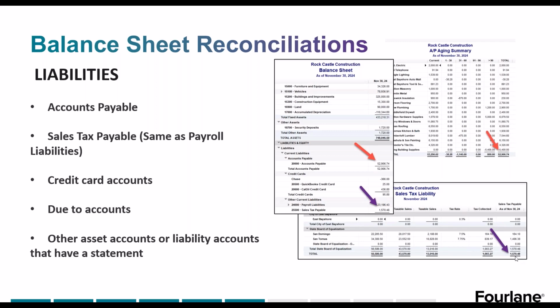We want to keep the accounts clean, up to date. Is there something that needs to be written off? Do you have a couple pennies left on an account that need to be adjusted? Do you have something that's no longer applicable? Clear it off, right? Just look at this on a monthly basis.